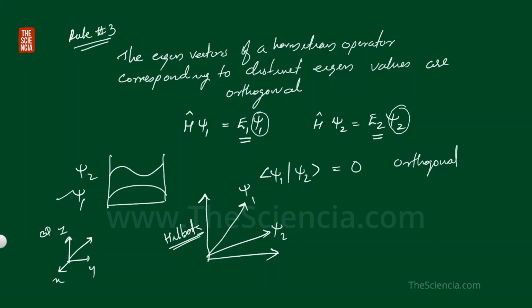In the Cartesian coordinate system or 3D space, if two vectors X and Y are there, we know these two are orthogonal to each other. In a similar fashion, in Hilbert space, which we cannot call a 3D space, it is an n-dimensional space, these vectors are orthogonal if the corresponding energy eigenvalues are different.